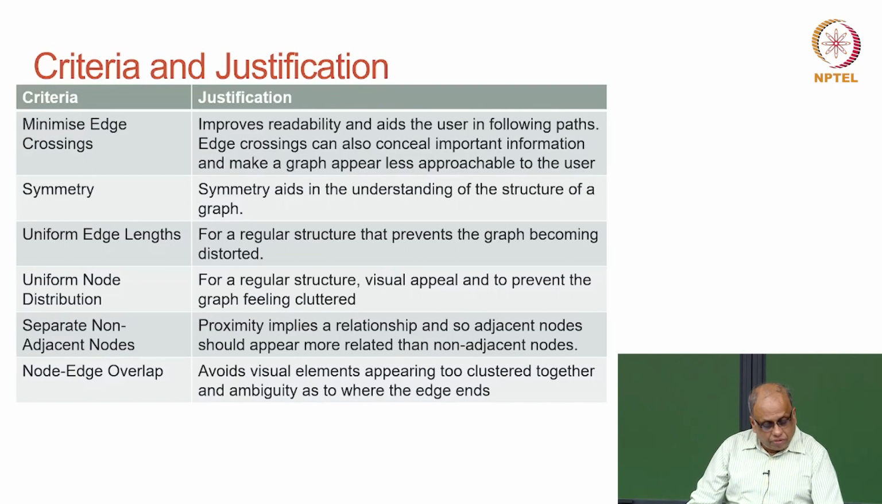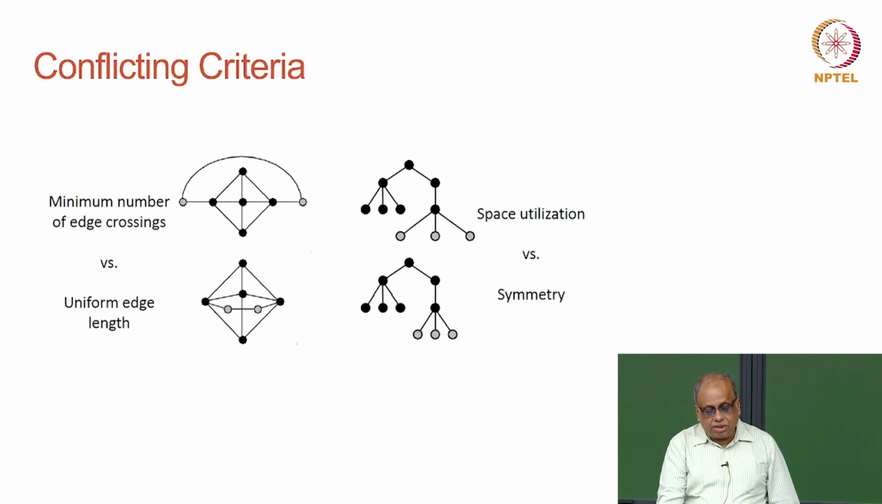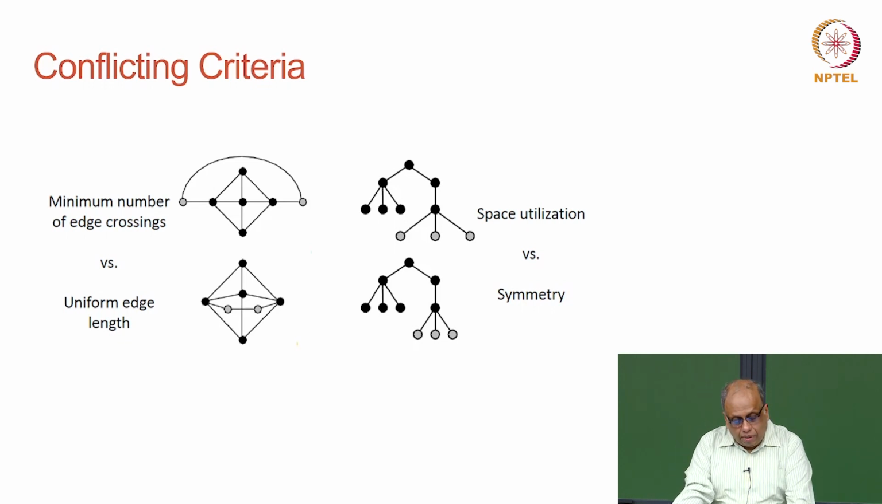So these are some of the criteria for a good node-link representation, but obviously it is not possible to satisfy everything together. For example, you want to avoid edge crossing, and you also want uniform edge lengths. Those are conflicting criteria: if you have uniform edge lengths, then there would be some edge crossing. Then you are saying the space should be utilized better, and you are also saying that it should be symmetrical. Those are conflicting criteria.